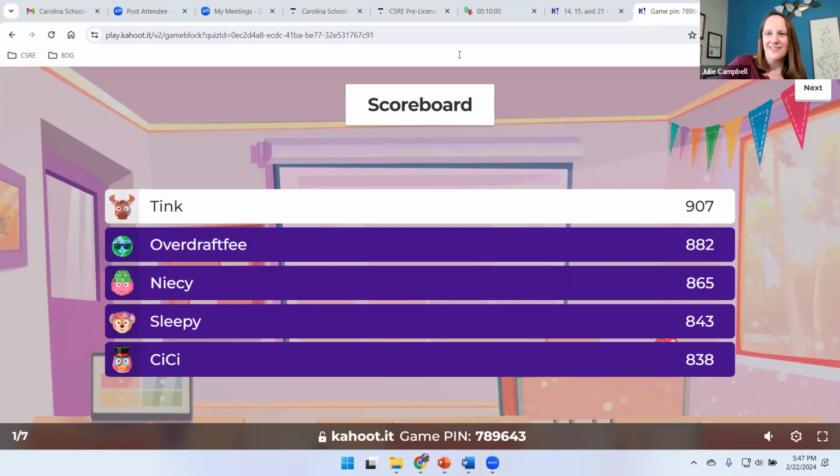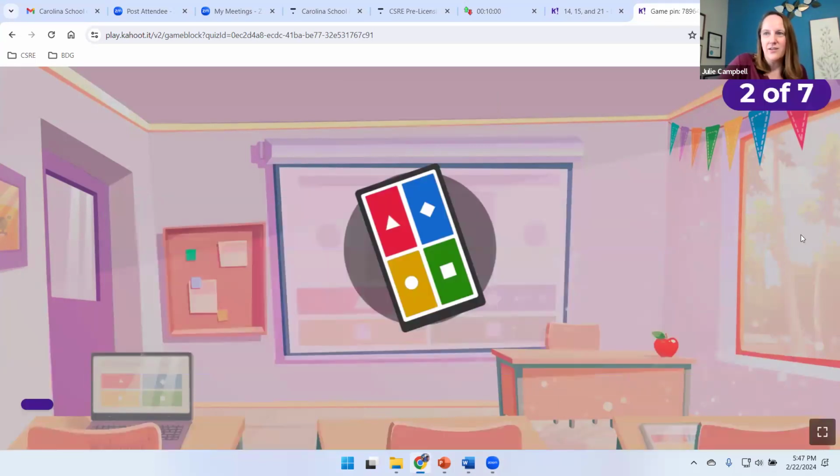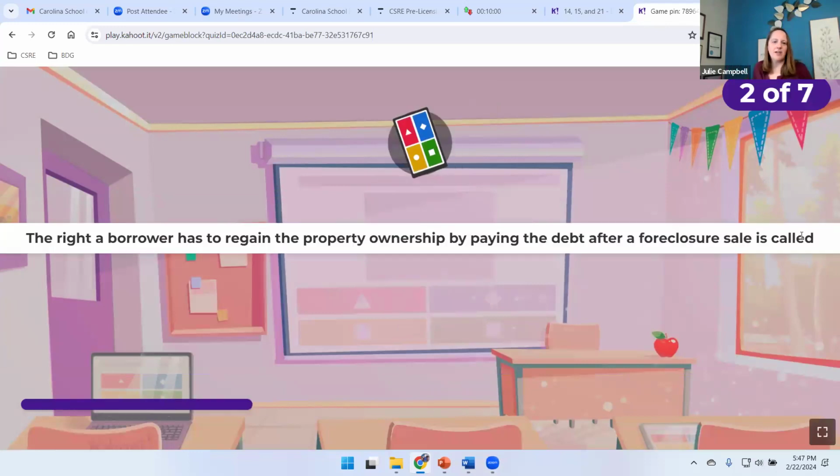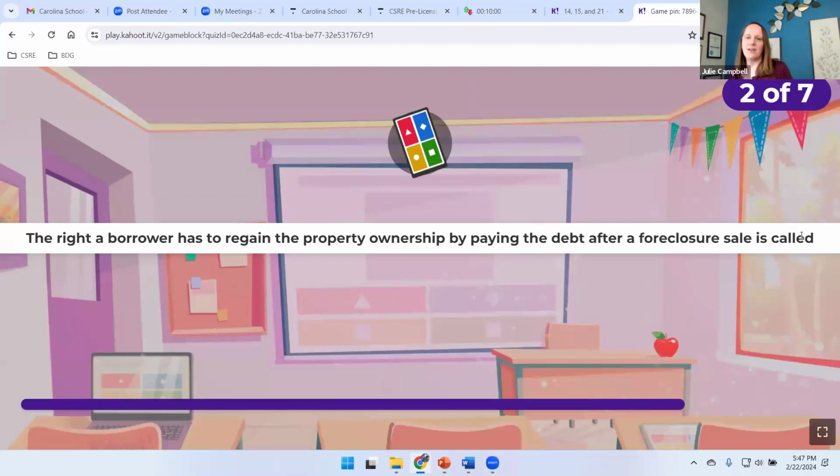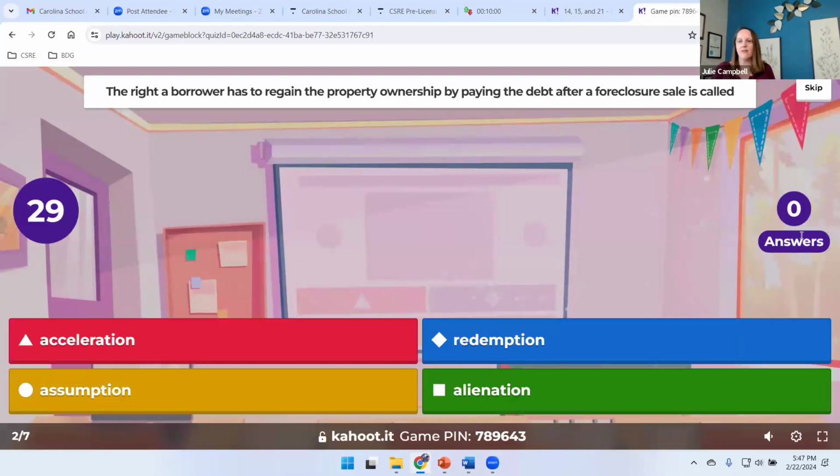All right. Question number 2, the right a borrower has to regain the property ownership by paying the debt after the foreclosure sale. After the foreclosure sale.